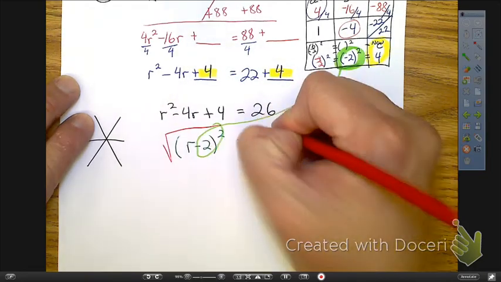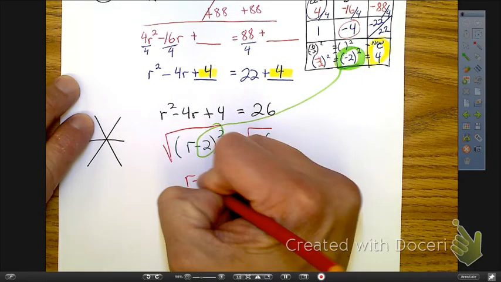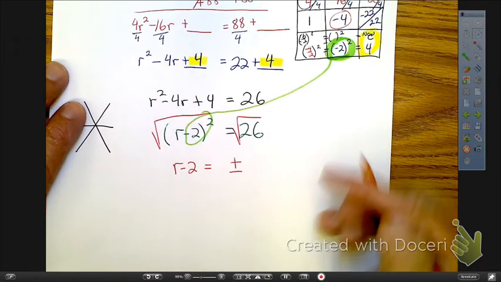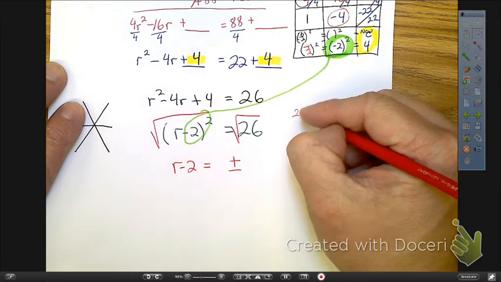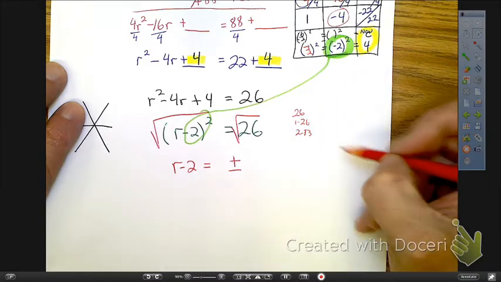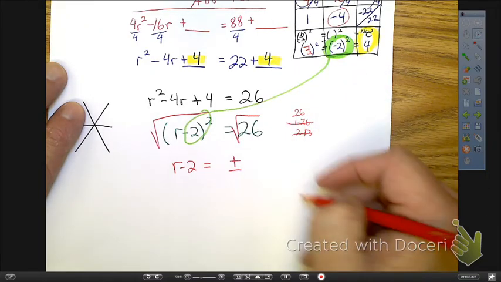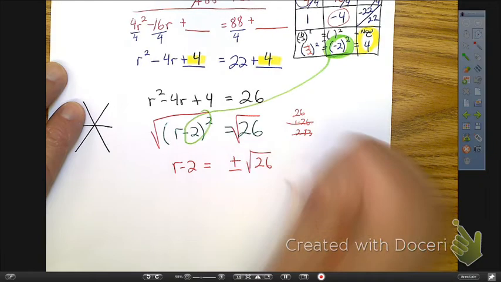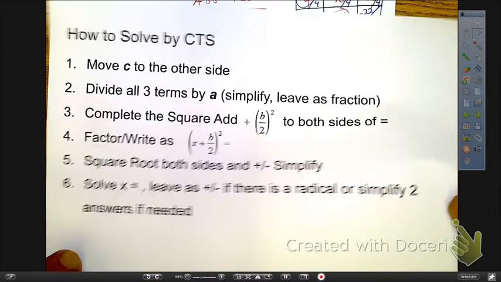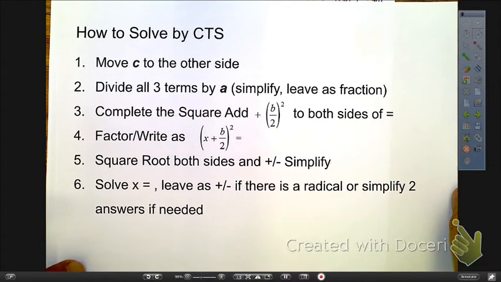Square root both sides. R minus 2 equals plus or minus the square root of 26. 1 and 26, 2 and 13. 26 is not going to simplify. Square root 26. From here, it's time to use our last step and solve. In this case, we'll be solving for r.